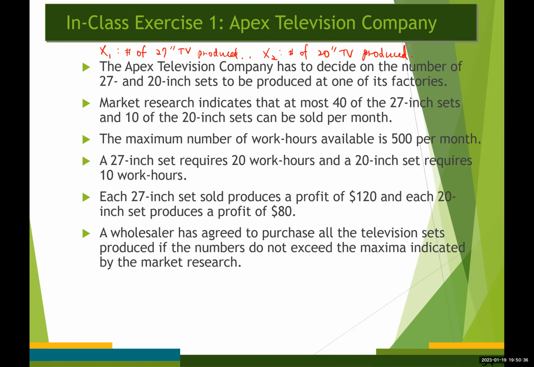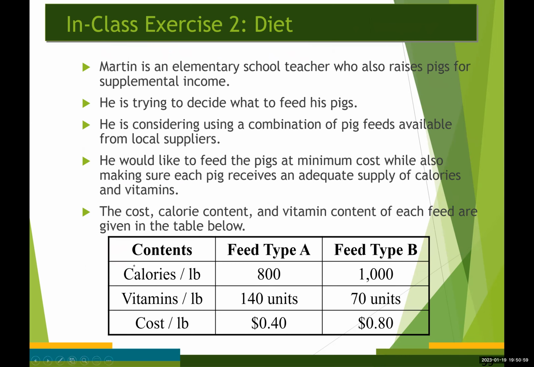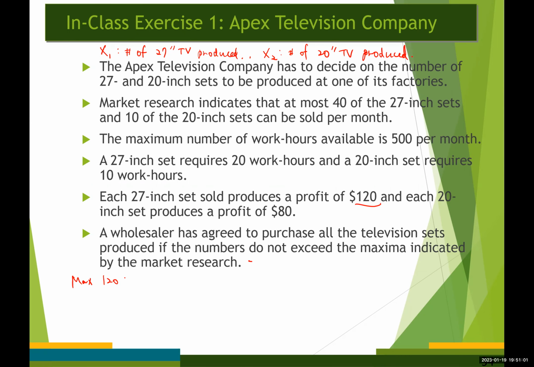And our objective function is going to be maximize total profit, which would be $120 times x1 plus $80 times x2, right?